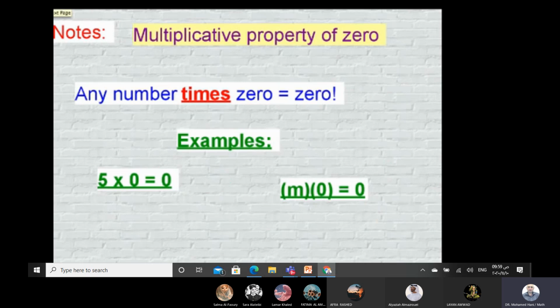And our final, not our final property, I'm sorry, I skipped one. Next property is the multiplicative property of 0. And this only works for multiplying. It's very simple. It says that any number times 0 equals 0. It's like 5 times 0 equals 0, m times 0 equals 0, 1,000 times 0 equals 0. Any number times 0 equals 0.